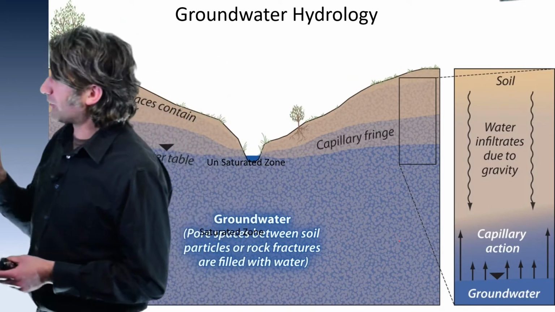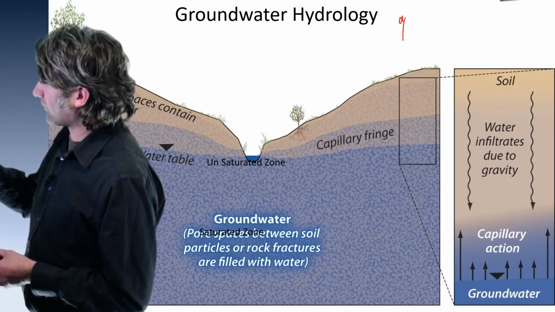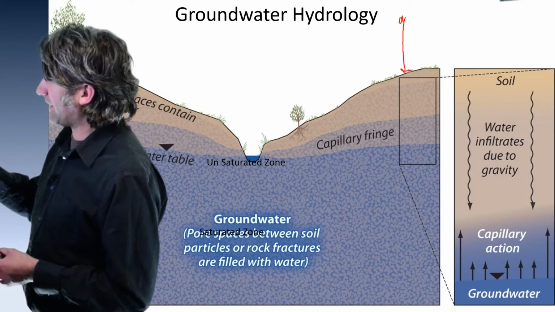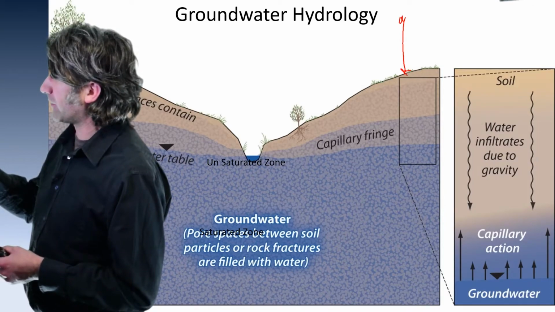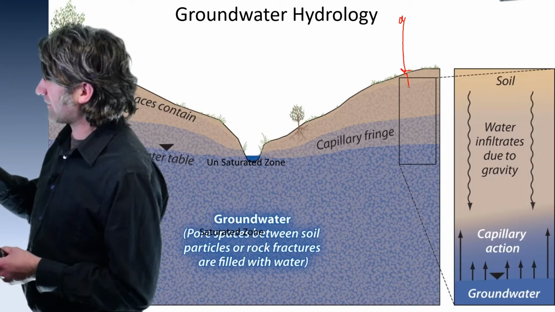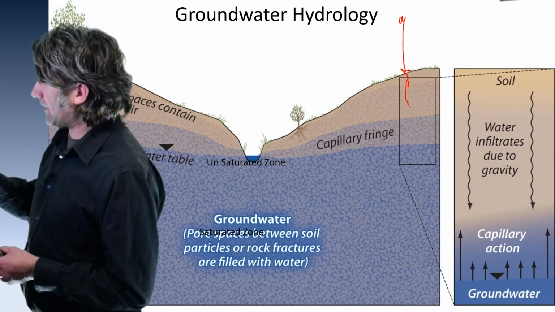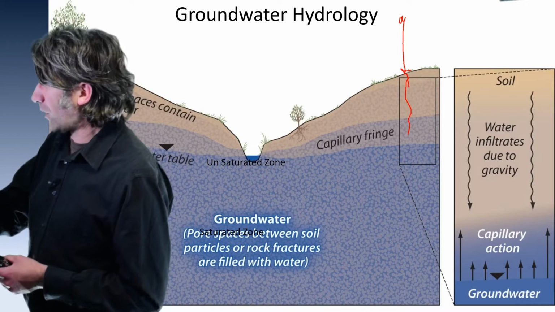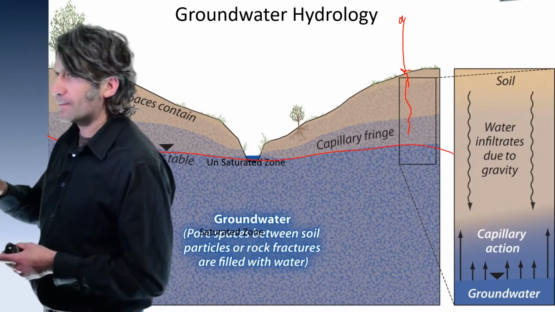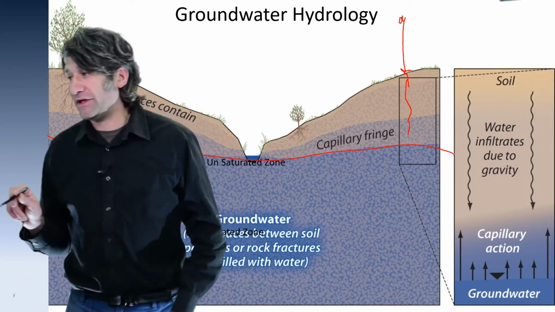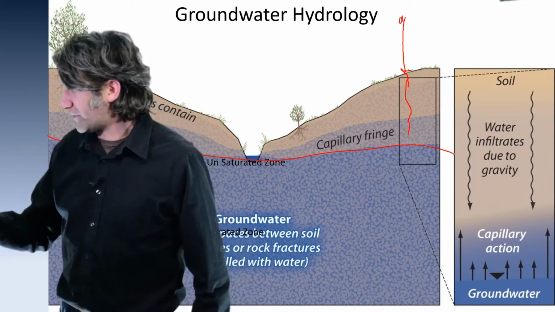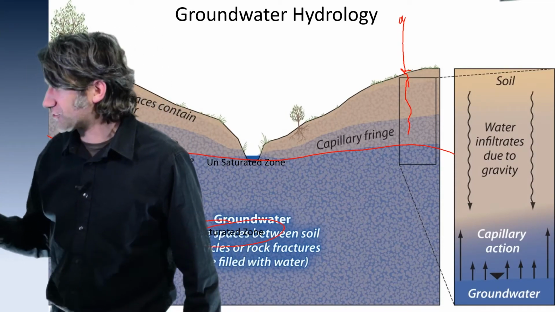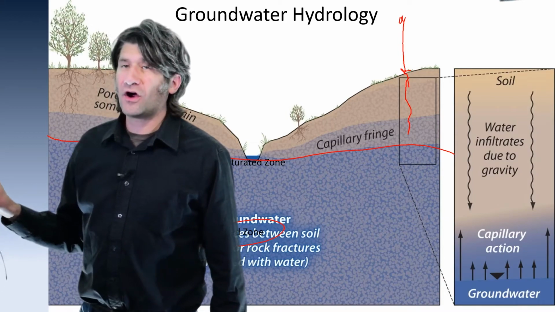So again, remember that we get precipitation at the surface and it rains down, it hits the surface, it starts to pool here. Some of that infiltrates into the ground and then it percolates down. And then once we hit the water table, that water table is essentially the saturated zone, where all of our pores are completely filled.